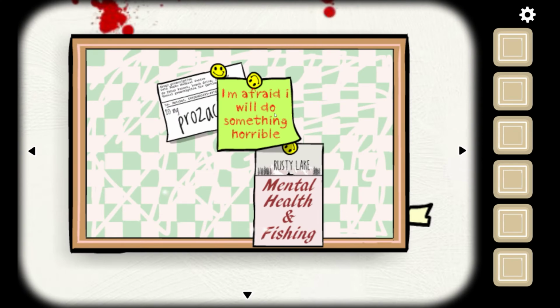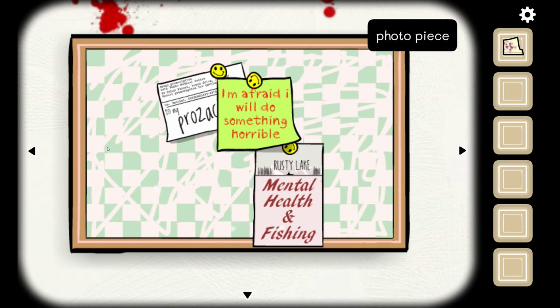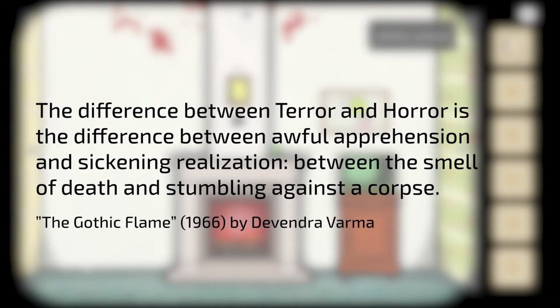Devendra Varma, who was an expert on Gothic literature, wrote the following in his book The Gothic Flame from 1966. "The difference between terror and horror is the difference between awful apprehension and sickening realization, between the smell of death and stumbling against a corpse."